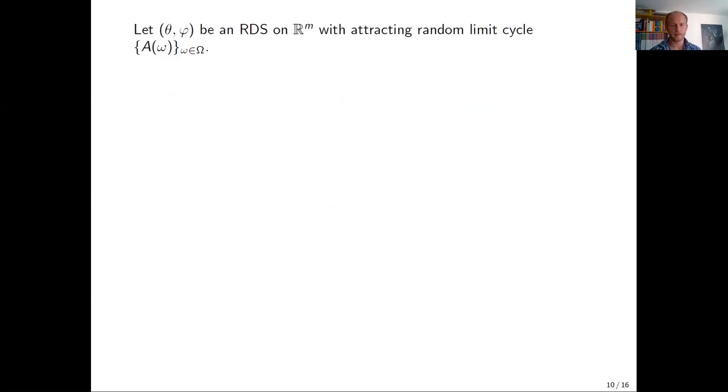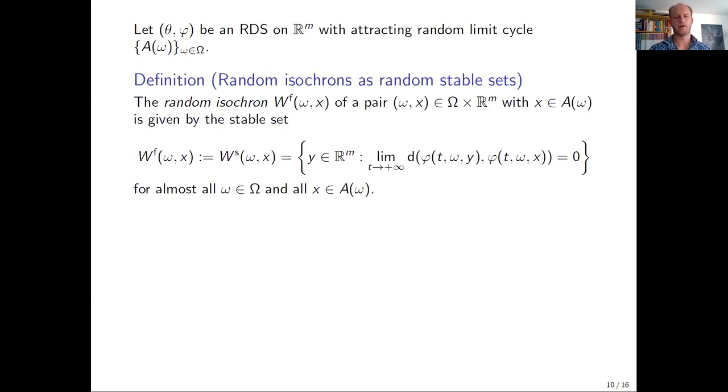So let's assume we have this random dynamical systems interpretation, coming for example from an SDE, but it's actually even a little bit more general. As long as there's a nice regular SDE, we can always take this point of view. And then we assume that there is this attracting random limit cycle. So we have some form of omega perturbation of the original limit cycle, and really can see a sort of random attractor being a limit cycle for each omega, as you saw in the example.